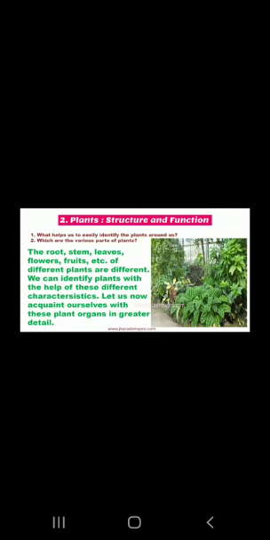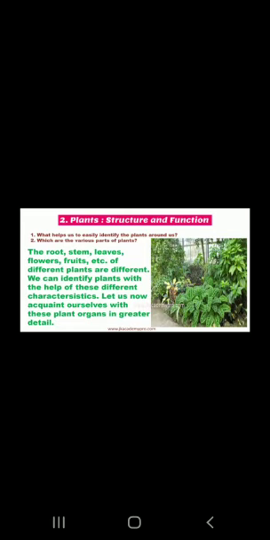The root, stem, leaves, flowers, fruits, etc. of different plants are different. We can identify plants with the help of these different characteristics. Let us now acquaint ourselves with these plant organs in greater detail.